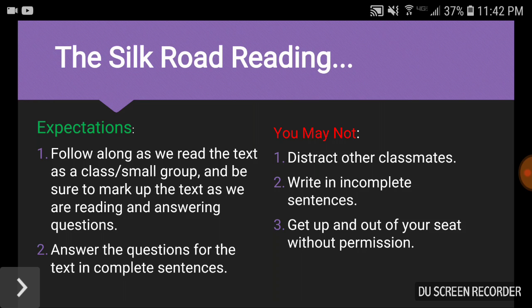All right, so the Silk Road reading, it's pretty self-explanatory. You're going to need to make sure that you're looking at those images or reading that text and then answering those questions on your paper. So read the questions first, then look at the pictures or the text and answer the questions in full, complete sentences, restating the question in your answer.